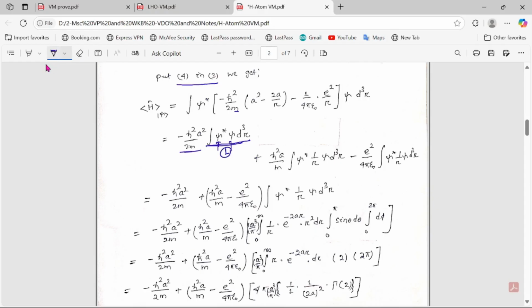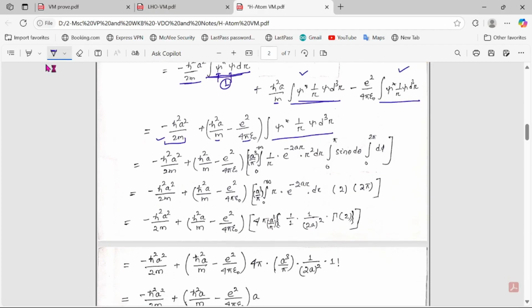So the first term we write straight, this value: minus h cut square a square by 2m. Okay. Then here you can see, if we consider these two terms, this integration is common among them, so it can be taken common from these 2 terms. So we can write h cut square a by m, minus e square by 4 pi epsilon naught, into this integral. The rest is written as such. Now we are going to integrate this one.